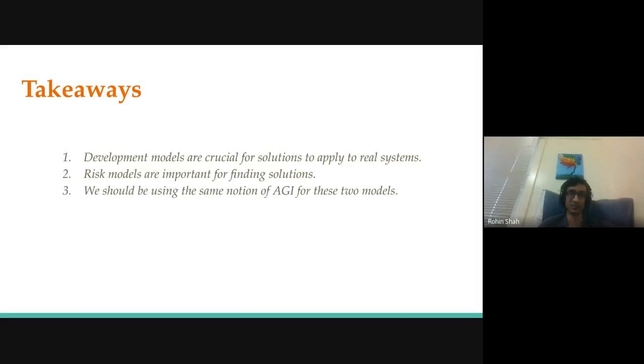Third, we should be using the same notion of AGI for these 2 models. This one also feels almost tautological. If you have a development model that says we're going to build an AGI of type A, and then you say, but type B AGIs would lead to an existential catastrophe, your argument is not connected. It doesn't matter because the thing you're building is a type A AGI. And if that one's safe, then who cares if type B AGIs are risky for the world?